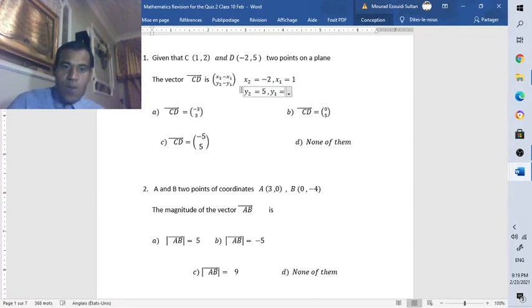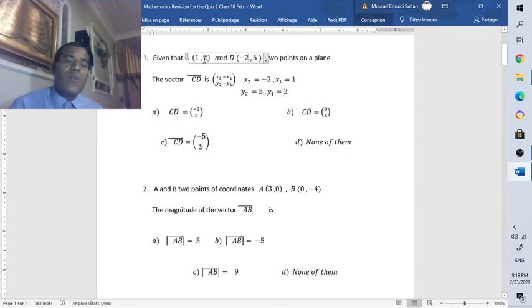Look here, my learners: this is x2, minus 2, and this is x1. This 5 represents the y coordinate, and the 2 here represents the y coordinate of the point C. Now, my learners, in order to calculate the vector CD, I will write this as what?